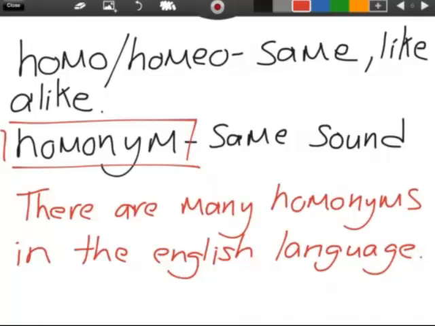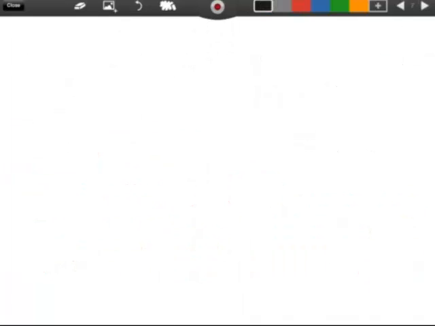Let us go ahead and read that. There are many homonyms in the English language. Let's continue to our 7th root.